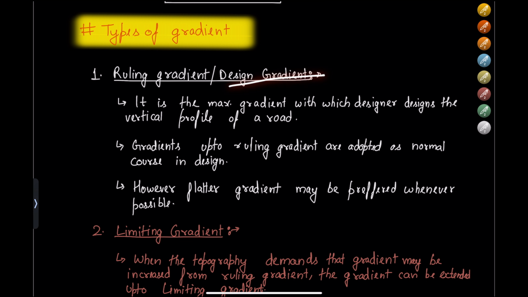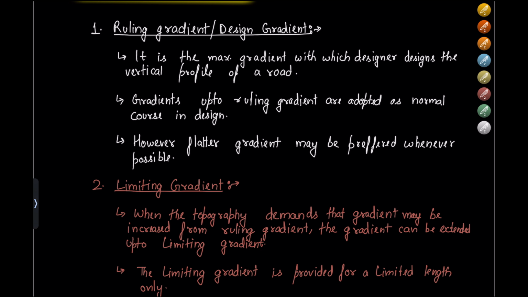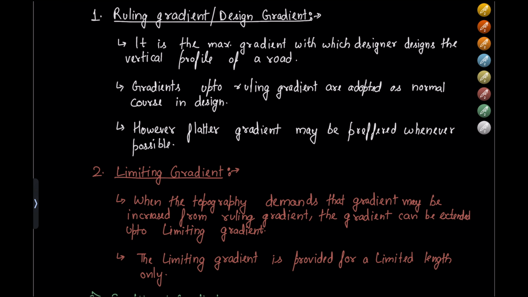Ruling gradient is the design gradient. It is the gradient with which the designer designs the vertical profile of a road, right? It is the gradient that is maximum times used over a road. Gradients up to ruling gradient are adopted as normal course in a design.